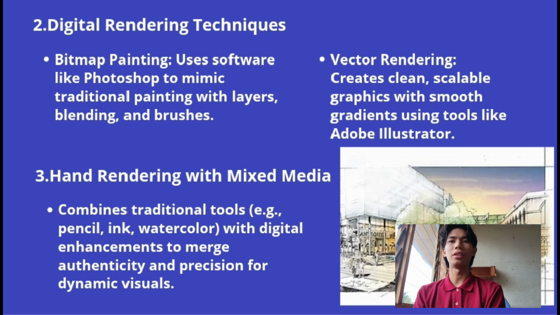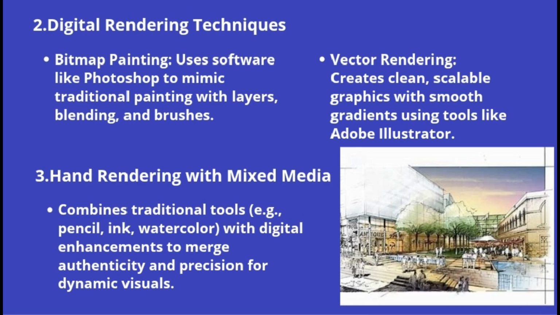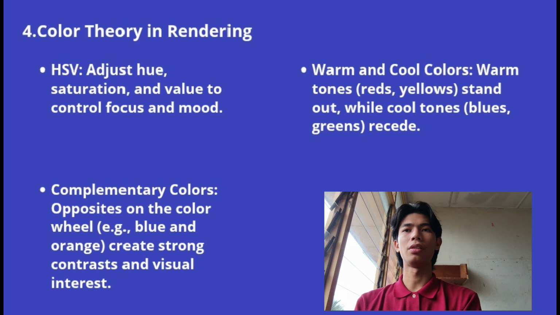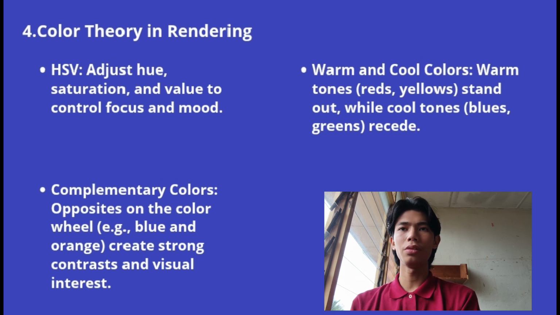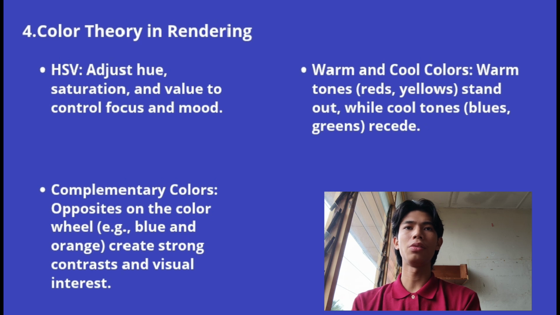Third is hand rendering with mixed media. It combines traditional tools with digital enhancements to merge authenticity and precision for dynamic visuals. Fourth is color theory in rendering. We have to adjust the hue, saturation, and value to control focus and mood. And then we have to use warm and cool colors. And then we also have to use complementary colors, which are opposite on the color wheel, such as blue and orange, to create strong contrast and visual interest.